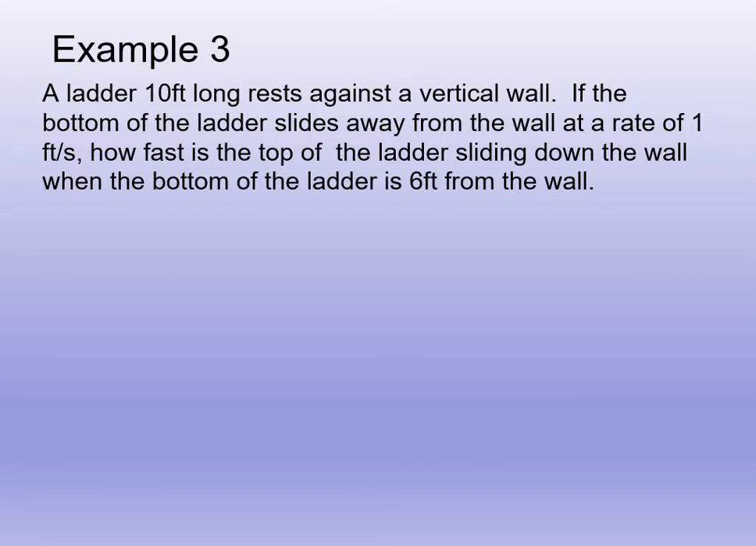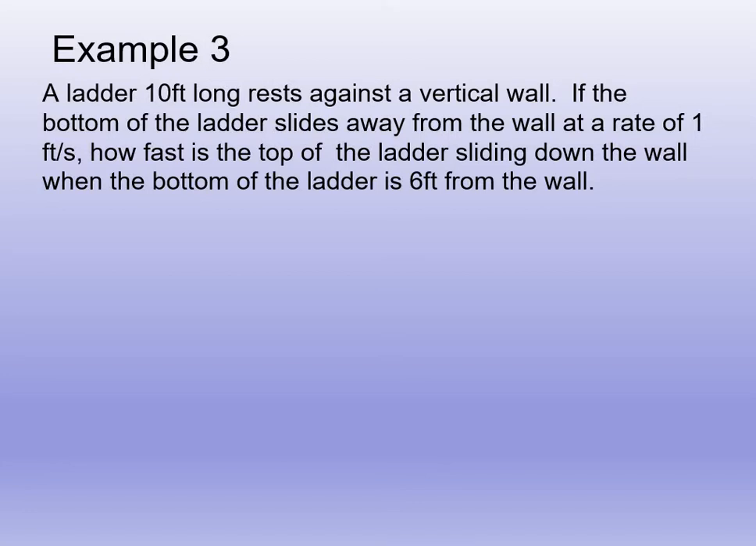So that's our hypotenuse, because of how it's leaning against the wall. That's the hypotenuse of the triangle, okay? If the bottom of the ladder slides away from the wall at a rate of 1 foot per second, well, if we were to graph that and draw the triangle, that would be x, right? So that's dx/dt. It's sliding away from the wall. That's the horizontal piece.